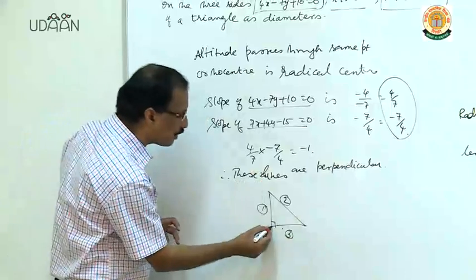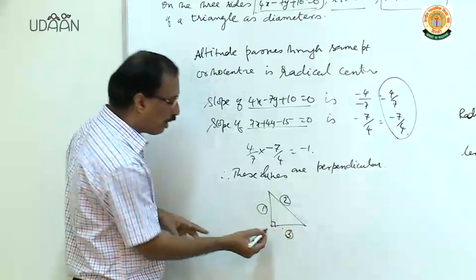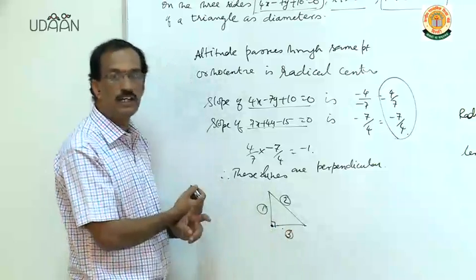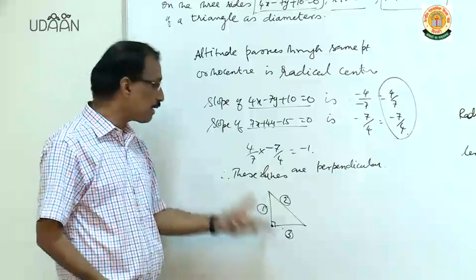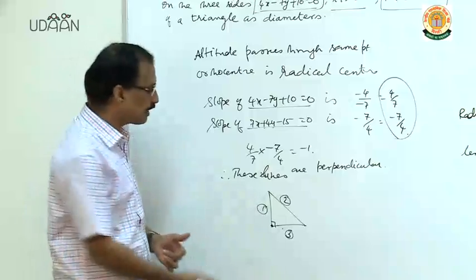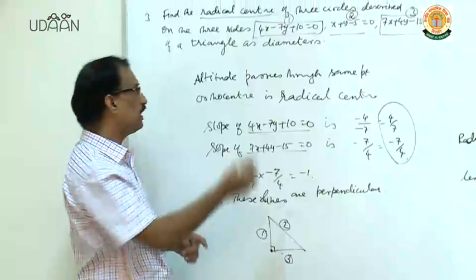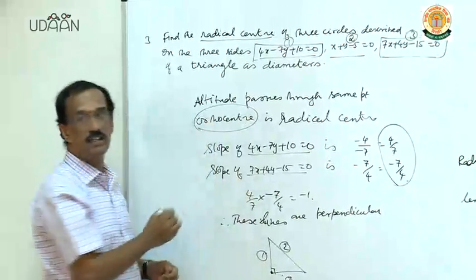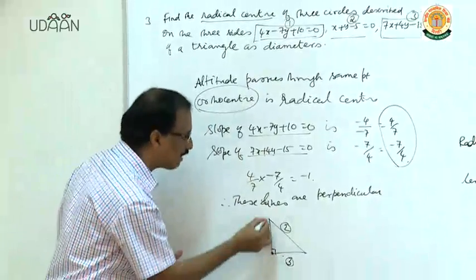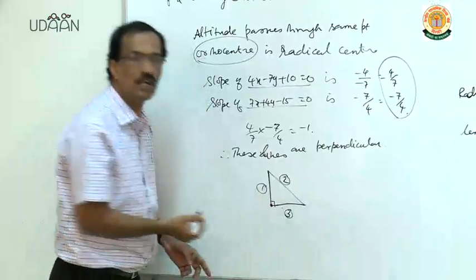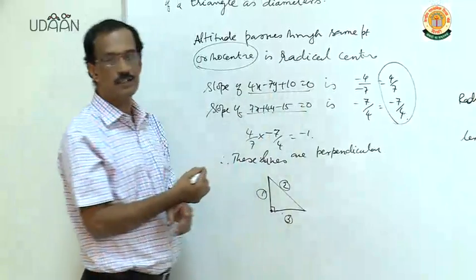Where do they intersect? At this point. So, in a right angled triangle, where will the orthocenter be? At the point where you get the 90 degrees. At that place you get the orthocenter. So, to find the radical center, we need to find the orthocenter. This orthocenter of a right angled triangle is the point of intersection of these two lines. Now, we have to solve these two equations by the elimination method.